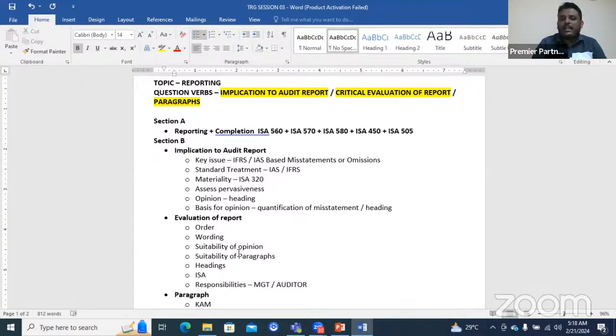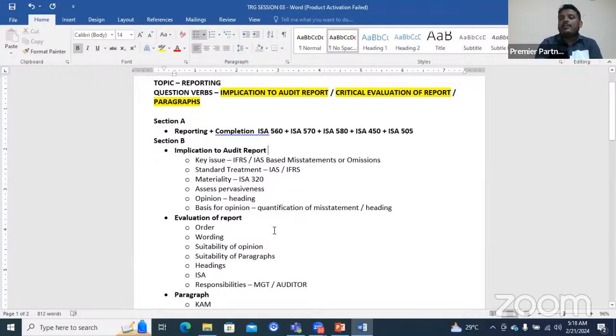So in simple terms, you can't include any misstatements under emphasis of matter paragraph. But in your extract, in the question they gave, a material misstatement is included within the emphasis of matter paragraph. You can criticize, it is wrong. So that's what is called suitability of the paragraphs.